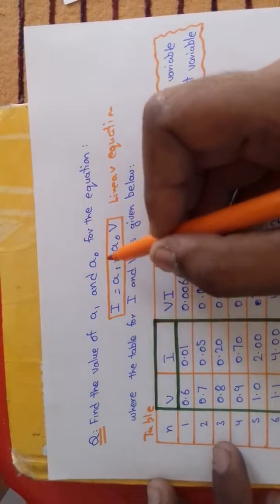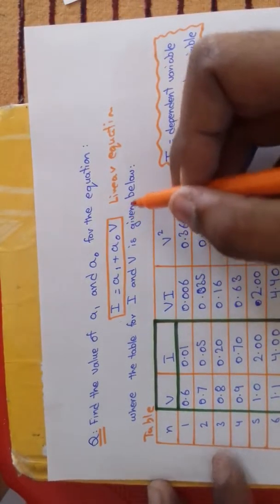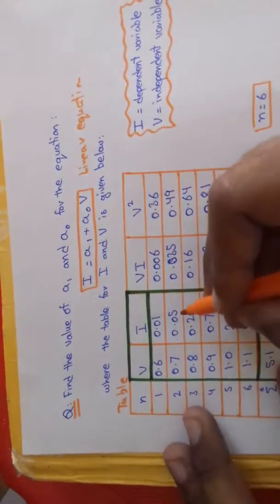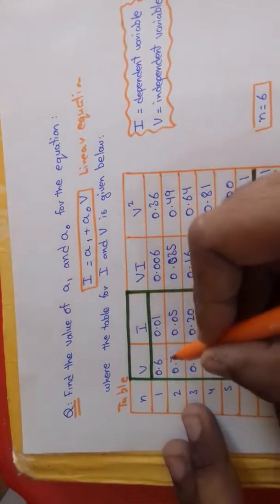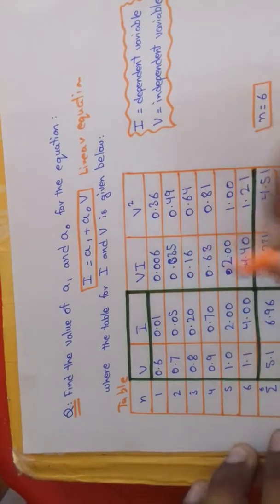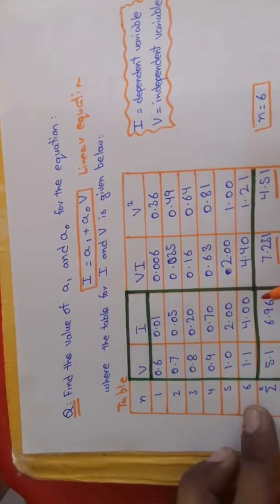The question given to us is to find the value of a1 and a0 for the equation I equals a1 plus a0 v, where the table for I and v is given below. The table for I and v is this green box, in which v has values from 0.6 till 1.1 and I has values of 0.01, 0.05, 0.2 and so on till 4.0.